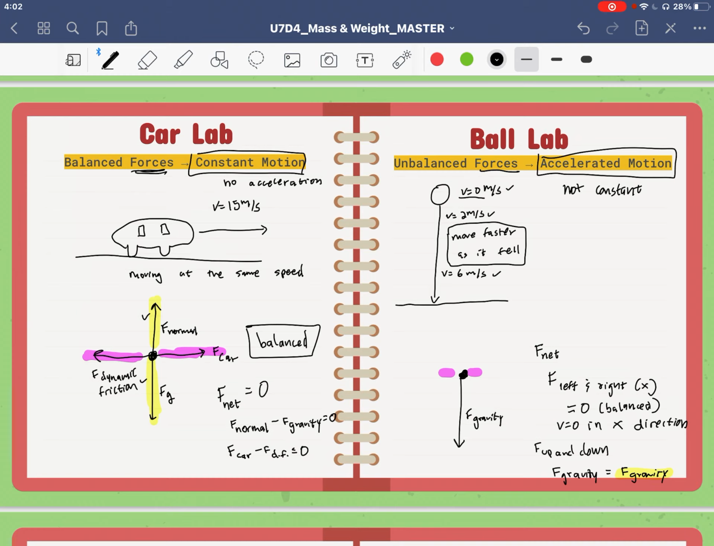So conceptually, we should understand balanced forces give us constant motion, meaning an acceleration of 0. Unbalanced forces give us accelerated motion, or mean that the velocity is changing. Velocity is a different amount as we continue moving. It's not constant, and that comes from having unbalanced forces, either in the right and left direction, or the up and down direction, or both. In this case, just in the up and down direction. But if it's unbalanced in one situation, we consider it unbalanced. Okay.